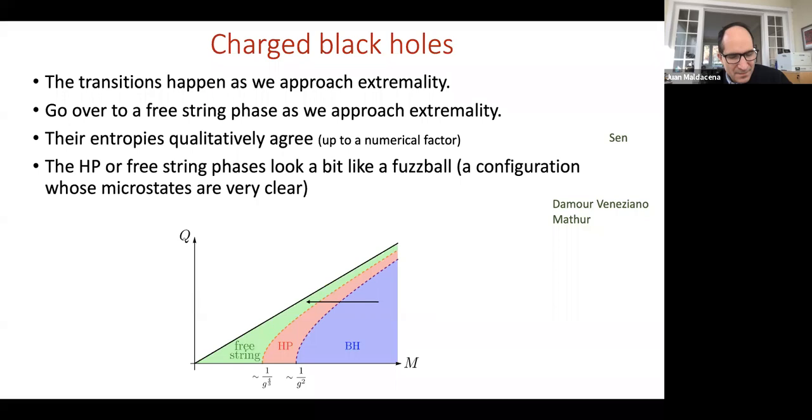I think when people talk about fuzzballs, they want the black hole and this fuzzball description to be valid at the same time as being two alternative descriptions. This is not what is happening here. It's more like you vary a parameter, and in some regime of parameter space, the black hole is a better description, and in some other regime, the fuzzball is a better description.